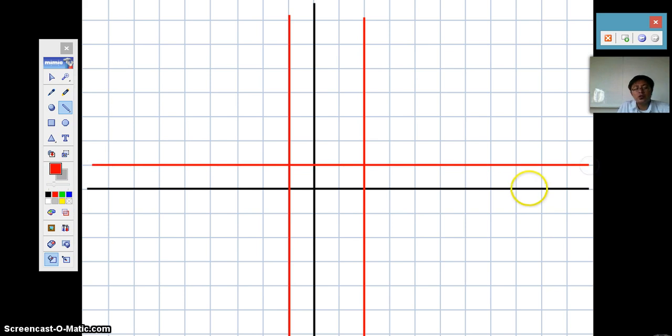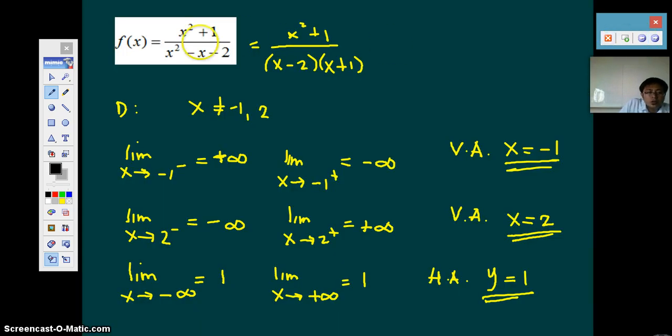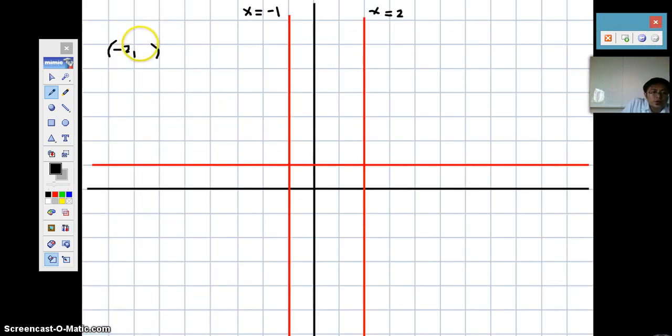Okay, now let's get some points left and right of our asymptotes. Remember, this one is x equals -1. This line is x equals 2. So to get some points, let's say x is -2. What would be our y coordinate? -2 squared is 4, plus 1, that's 5. -2 squared is 4, minus -2 is 6, minus 2 is 4. So we have 5 over 4.